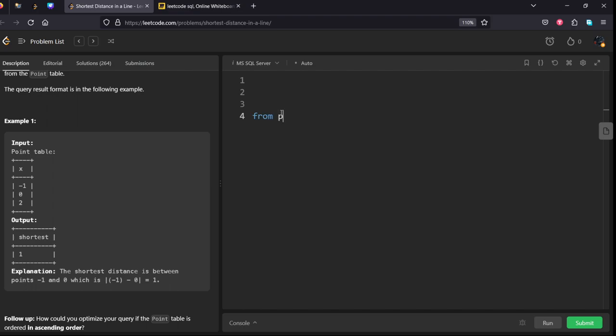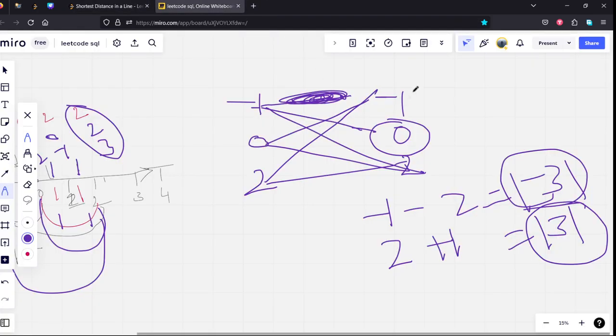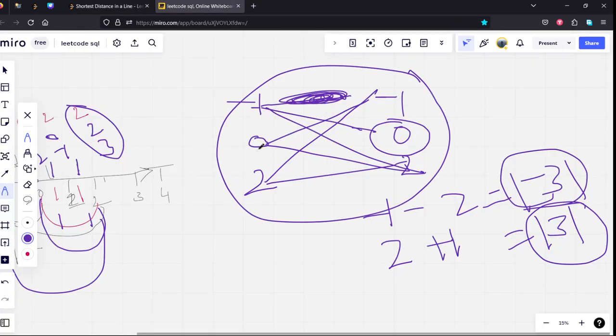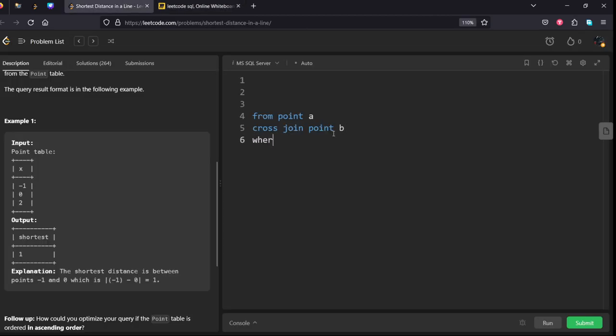From point, we are doing a self join using cross join. Let's call it A, cross join point B. We are doing all the cross joins, but with one condition: a point should not be connected with itself. 0 should not be connected with 0, -1 with itself, 2 with 2. So I will filter it with where A dot X not equal to B dot X. Now the connections have been made.